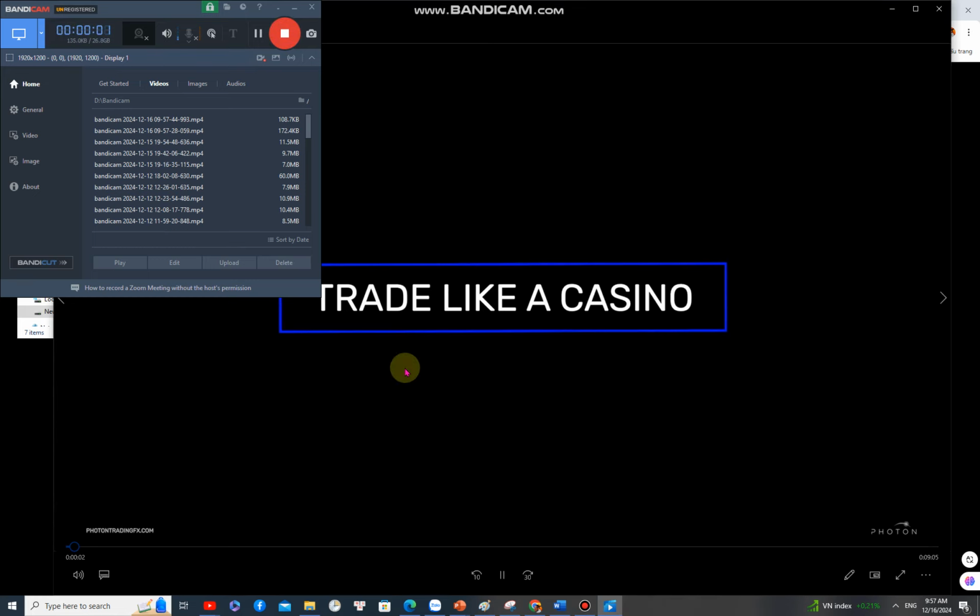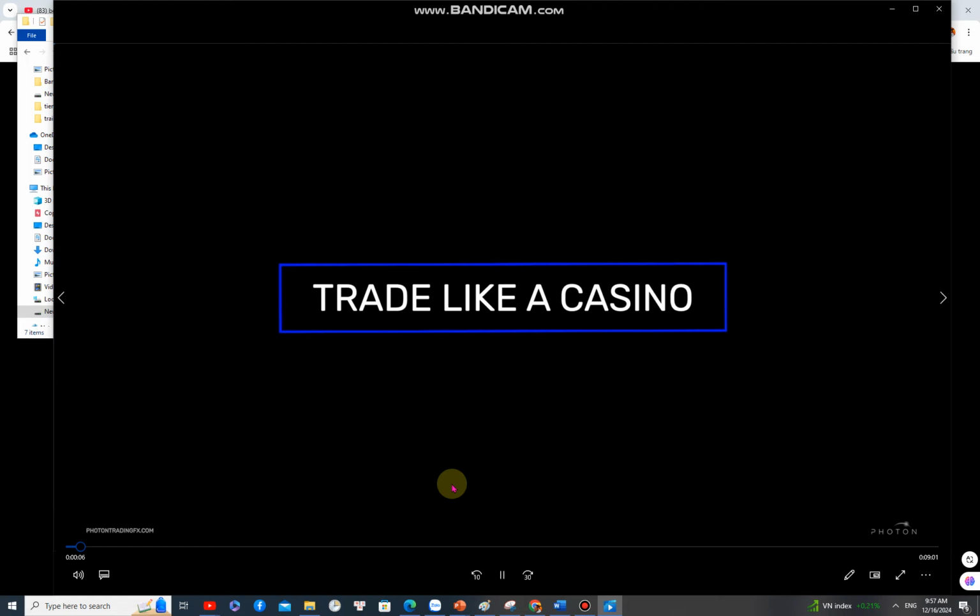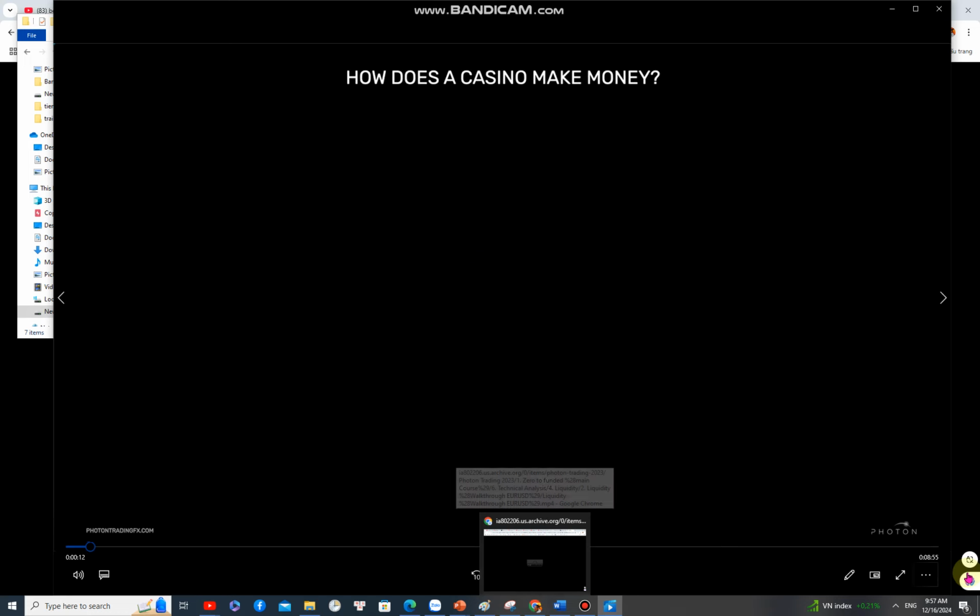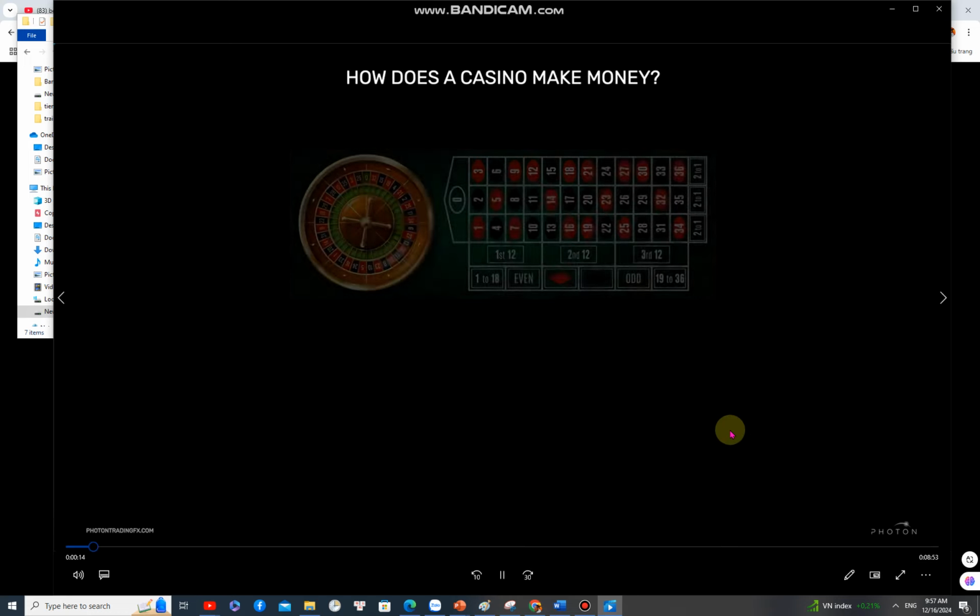The undisputed masters of the world at playing an edge. So let's have a quick look at their business model to understand how they make money and then see if we can learn some things for our trading business. So let's take a look at one of the most popular tables, the roulette wheel.